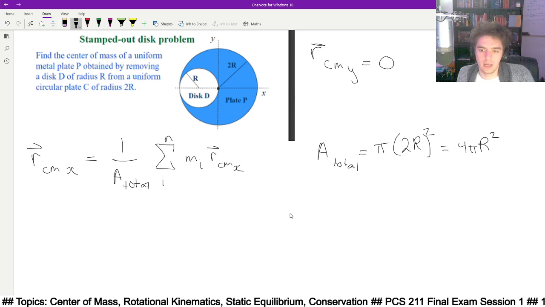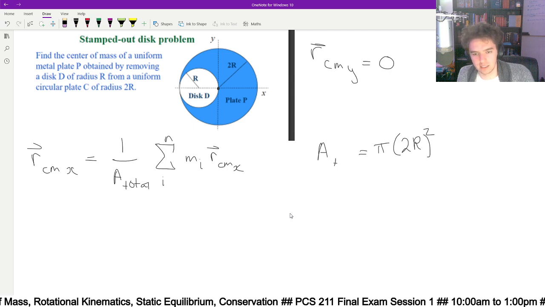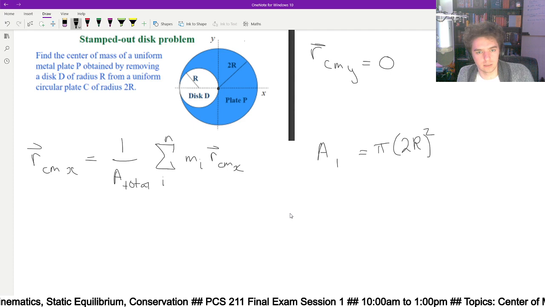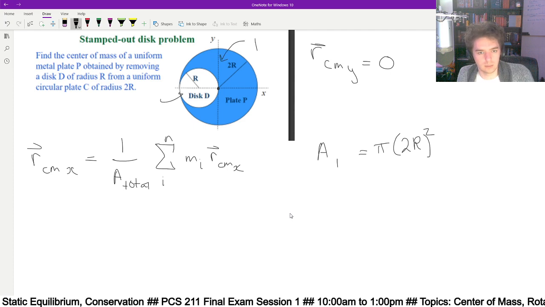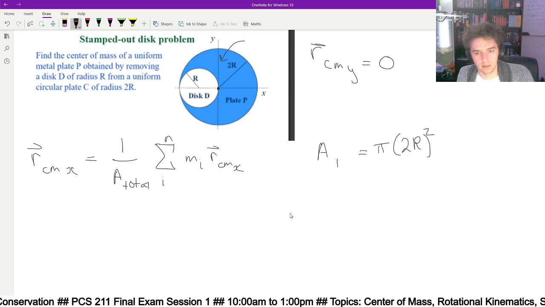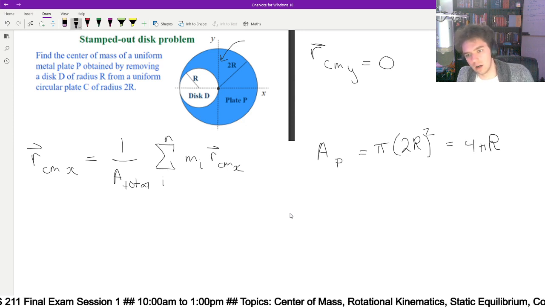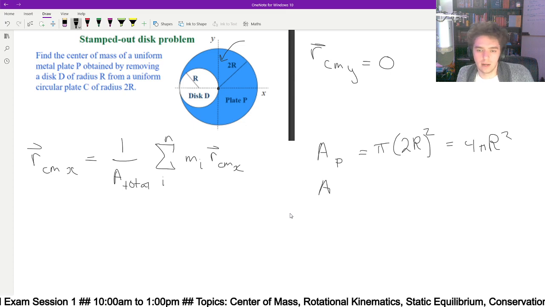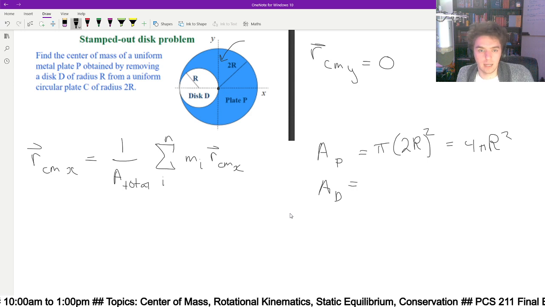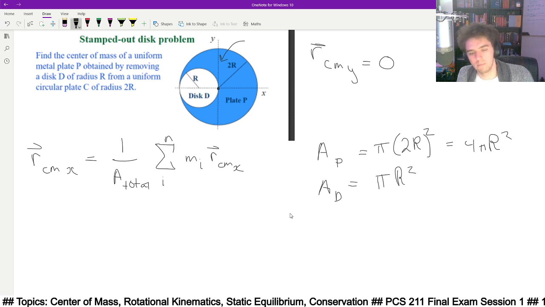Okay. Oh, sorry. That's just the area of the first piece. Then we need to subtract. So I guess I'll say that's the area of 1. This big piece here, the big piece is piece number 1. This piece is piece number 2. Oh, it's actually there. We have letters already, P and D. So I will say this is the area of P, and that is 4 pi r squared. The area of D is going to be pi r squared again, and r is just r.